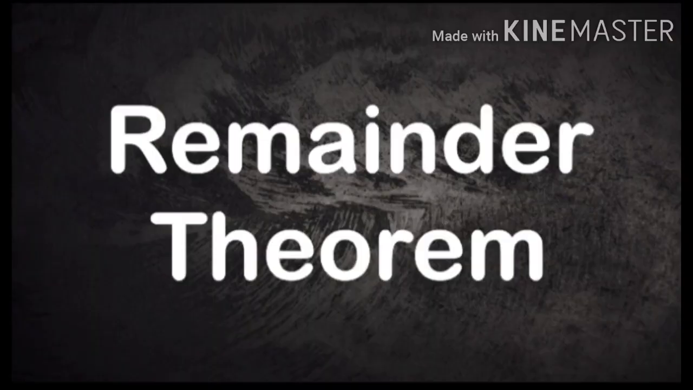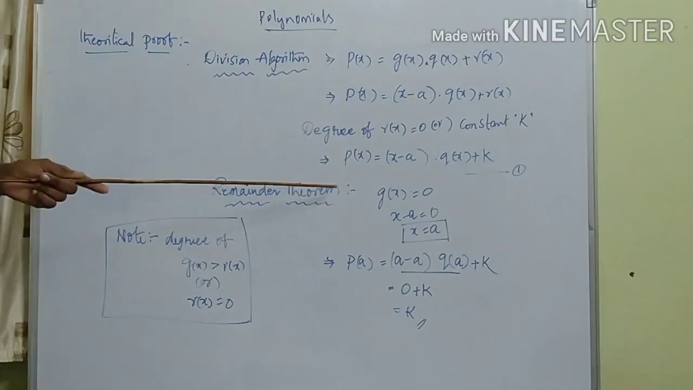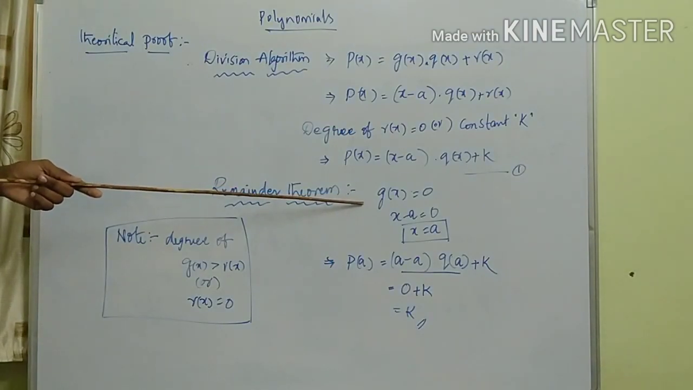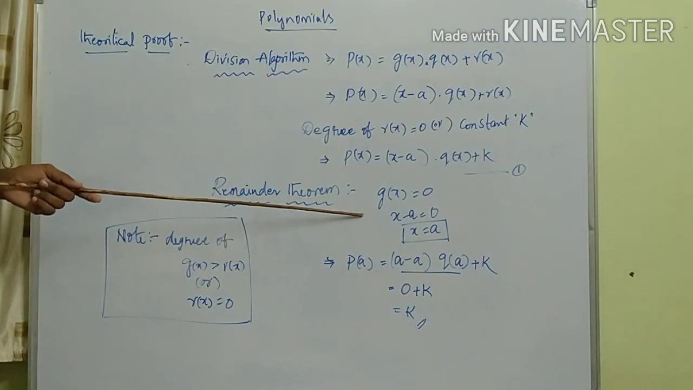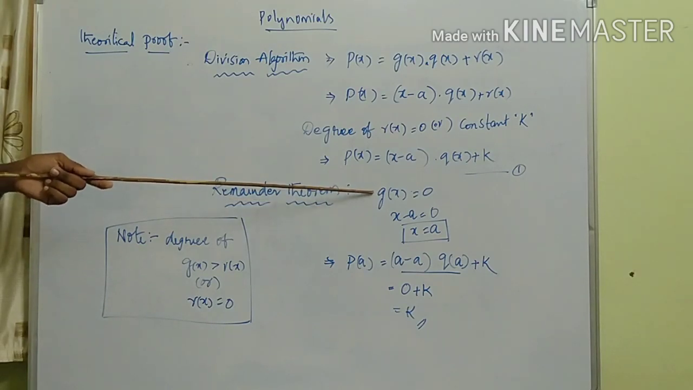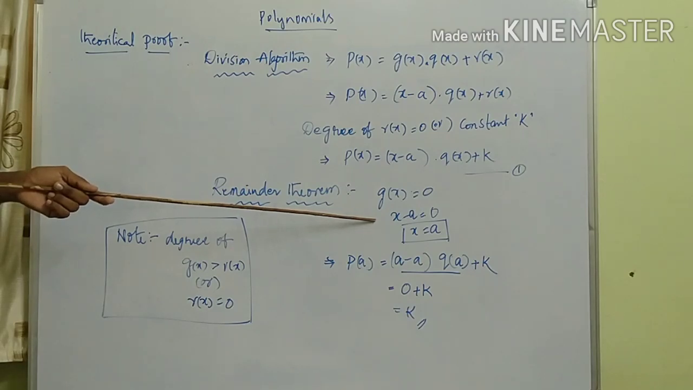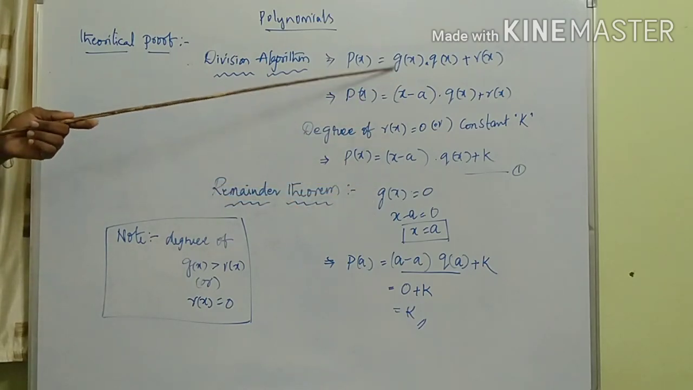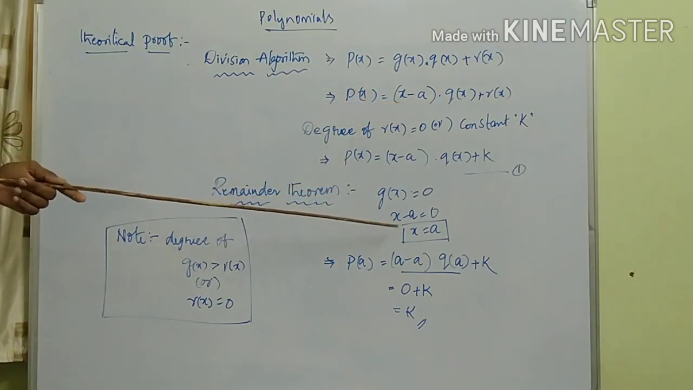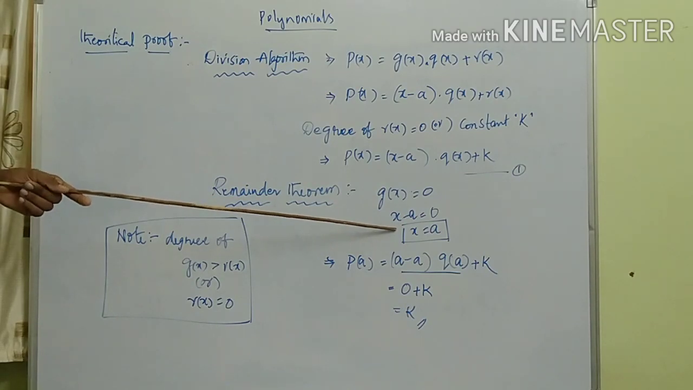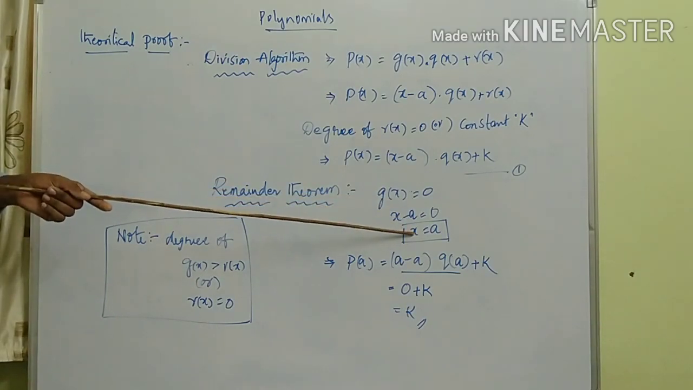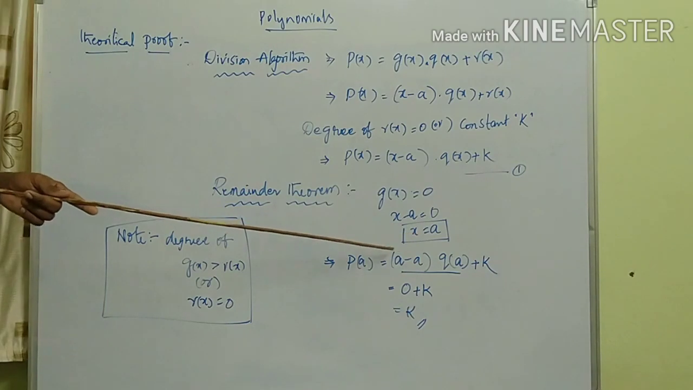According to the remainder theorem, g of x is equal to 0. In the remainder theorem, we know that the divisor equating to 0 means g of x is equal to 0. So x minus a is equal to 0. Why? Because the value of g of x is x minus a, which is equal to 0. So minus a transposes to plus a, and x is equal to a.